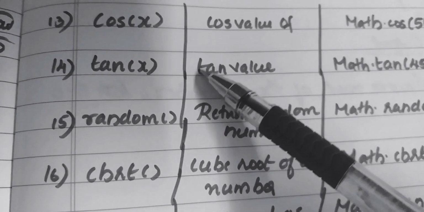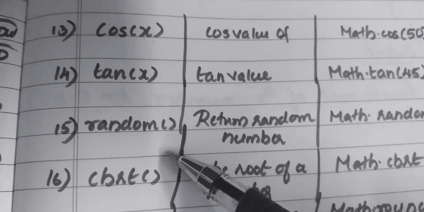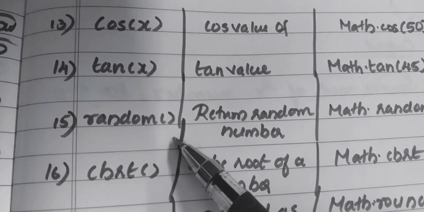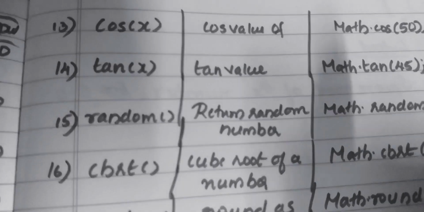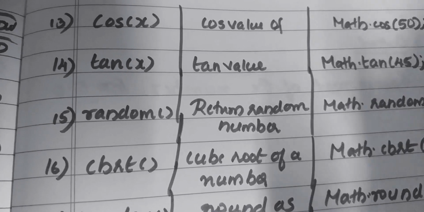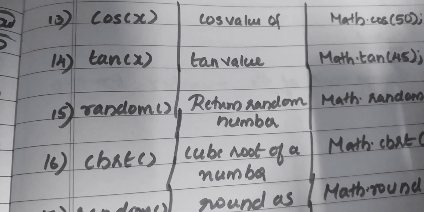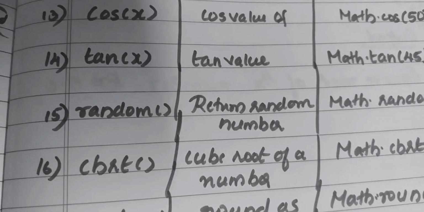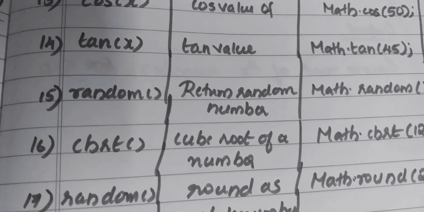So the next math function is random. It returns a random number. When we are using this random function, the output will be between 0 and 1. So it's a decimal number.